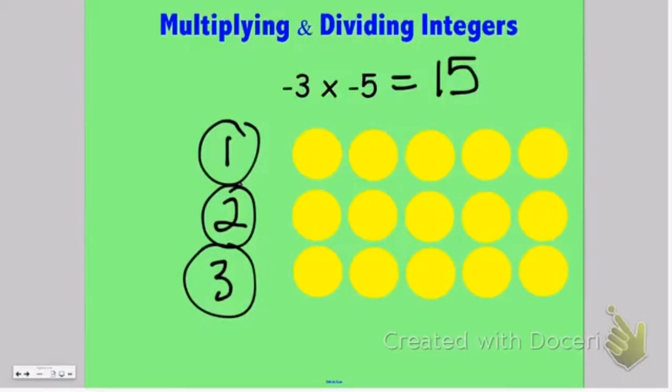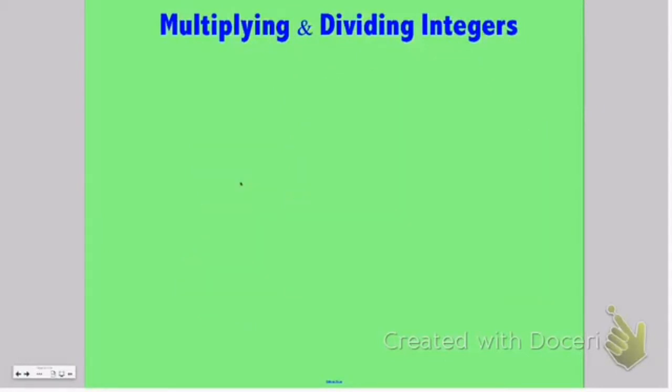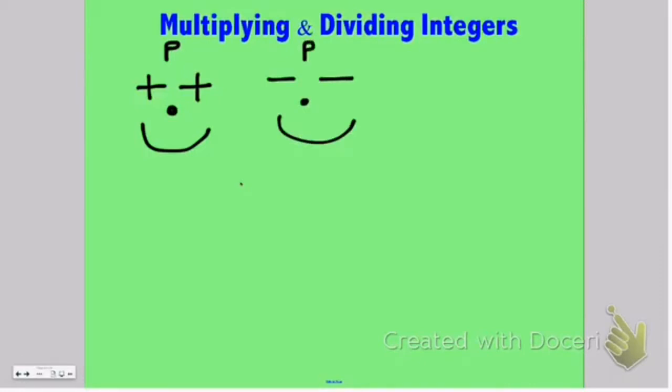This can lead us to some rules for multiplying and dividing integers. I like to remember these rules using some smiley faces. So let's start with a positive times a positive, and he's happy, he's positive. A negative times a negative, also happy, he's positive. However, a positive times a negative, oh no, he's negative. He got punched in the eye.